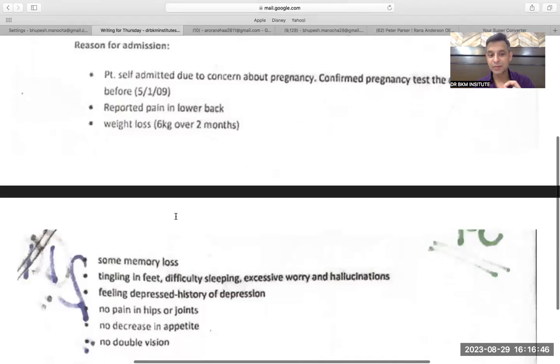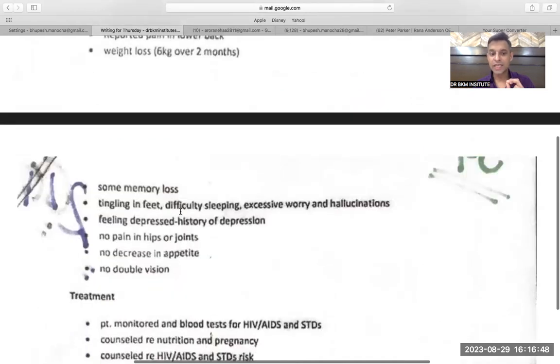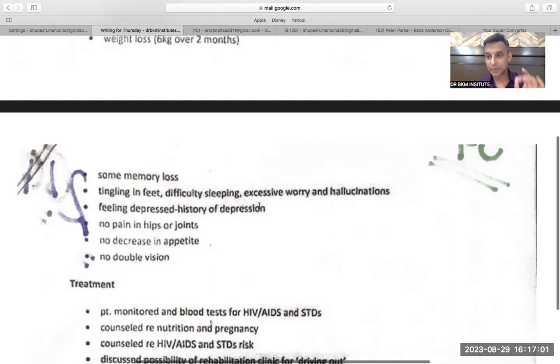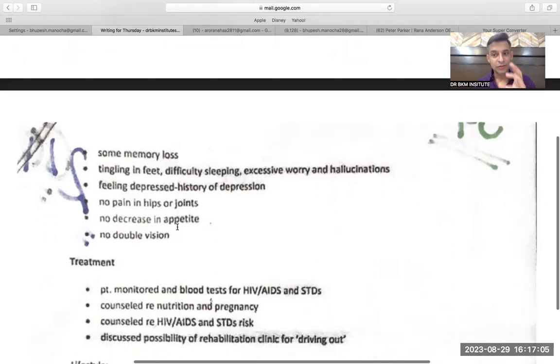She was having some memory loss, tingling in feet, difficulty sleeping, excessive worry and hallucination. So that is why she got herself admitted, because she got to know about her pregnancy and was having all these problems. She was feeling depressed and had a history of depression. So these were the main problems.